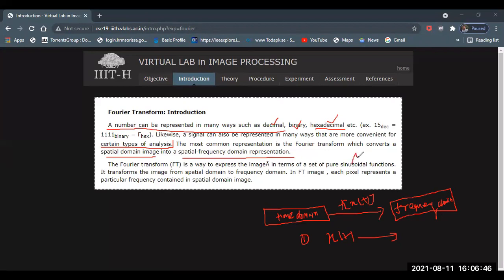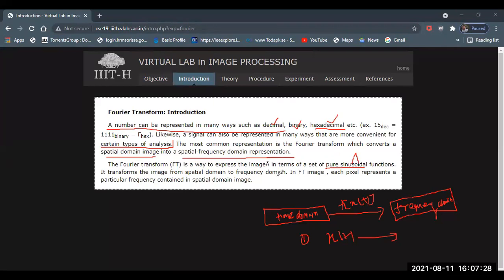Sinusoidal means sine and cosine functions, the pure sine and cosine functions. It transfers the image from the spatial domain to the frequency domain. So what does it actually do? Whenever you apply the Fourier transformation, first of all, it expresses the image in terms of pure sinusoidal functions. That means whatever the image is, the signal will be constructed with a basis function, and those basis functions are basically the sine function and the cosine function. Fine, and it transfers the image from the spatial domain to the frequency domain.